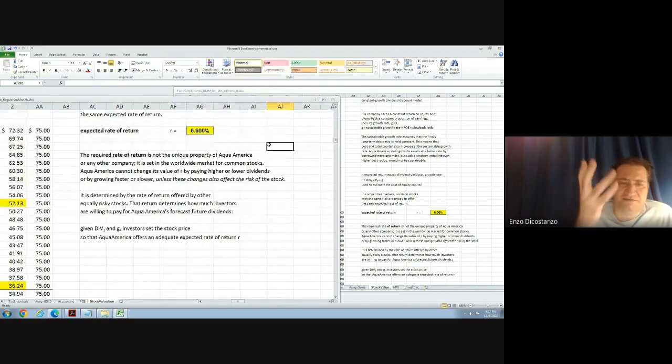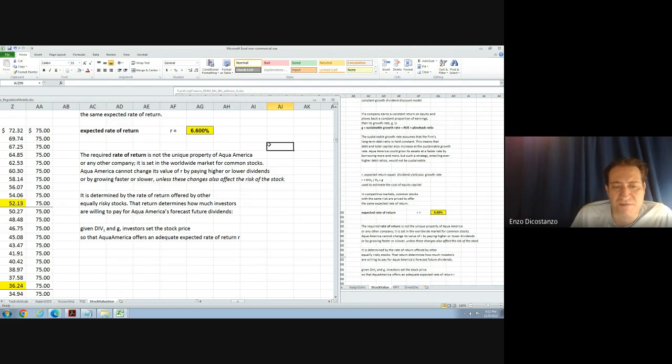That number is not unique to this company. It's set in the market for common stocks and cannot change its value of R by paying a higher or lower dividend or by growing faster or slower unless it changes. But notice how the whole conversation comes to dividends and earnings, and again, some sort of magical analysis of this. Folks, the company behaves based on the fundamental decisions that are made on policy by management. That's what impacts earnings, and that's what impacts value. All this other stuff, it's nice to know. We have a nice conversation about it, but tweaking these ratios, you're playing sort of theoretical games with it.